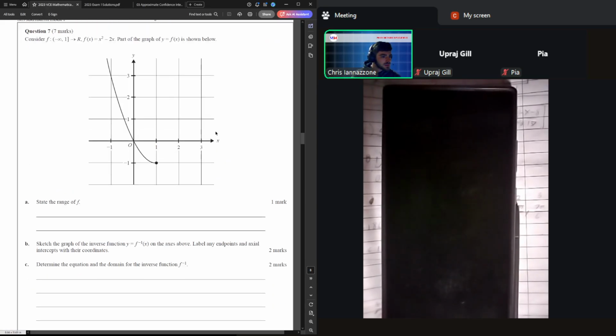Okay, next up, we'll probably round out the rest of the lesson on this. Let's see how far we get. Question 7, range of f. Will even be a quick fire one, for part A anyway.